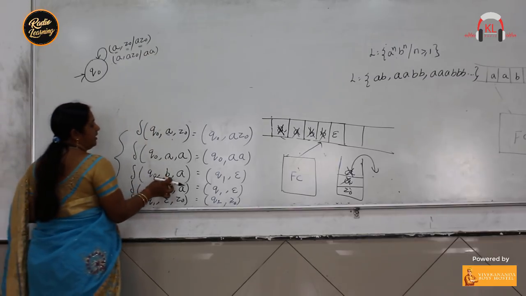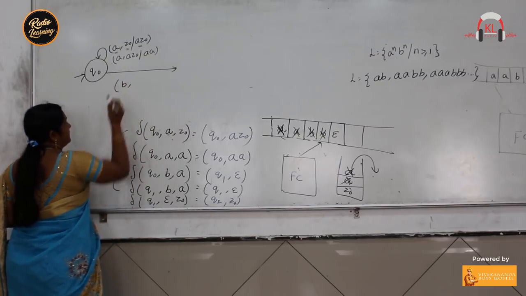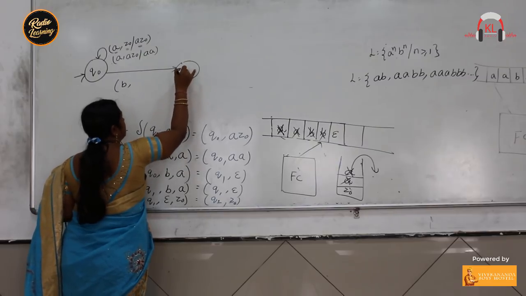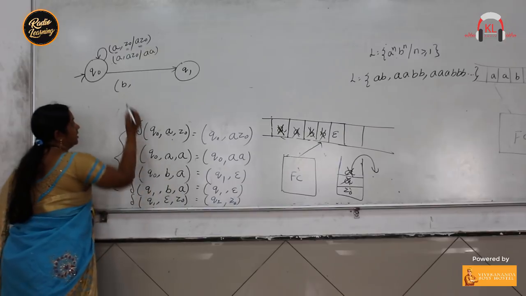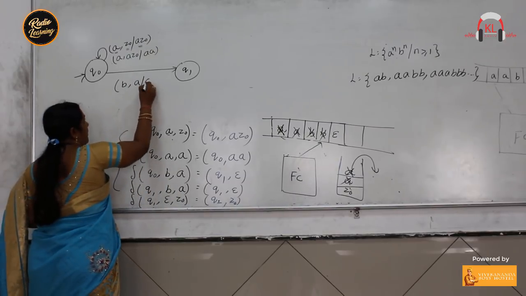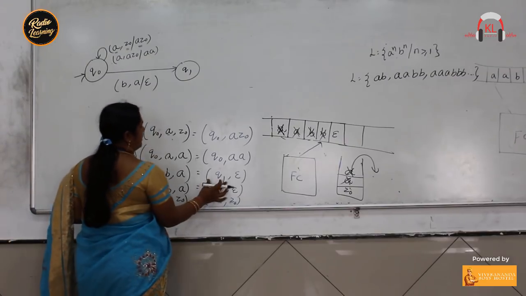Then, after, I'm reading B. So, whenever I'm reading B as an input symbol, I'm changing from Q0 to Q1. Now what is the top of the stack here? A. And what operation am I doing here? I'm just popping. So that's why epsilon. So this epsilon indicates the pop operation.